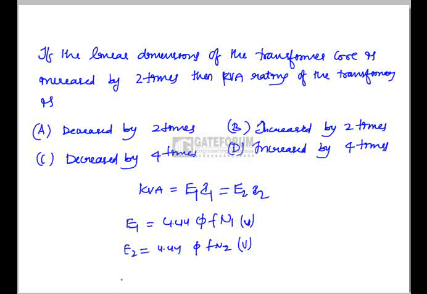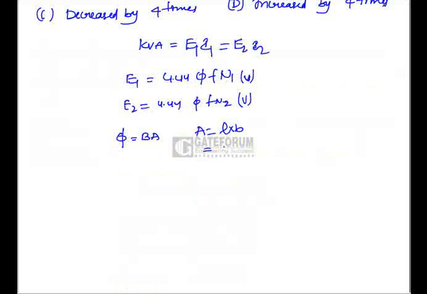Now what is flux phi? Phi is equal to BA, where area is equal to length into breadth. In the question he has said that the linear dimensions of the transformer core are increased by 2 times. What does it mean? Length is increased by 2 times, similarly breadth is increased by 2 times, since both are linear dimensions. That means area is increased by 4 times. You can say A2 is equal to 4 times A1.